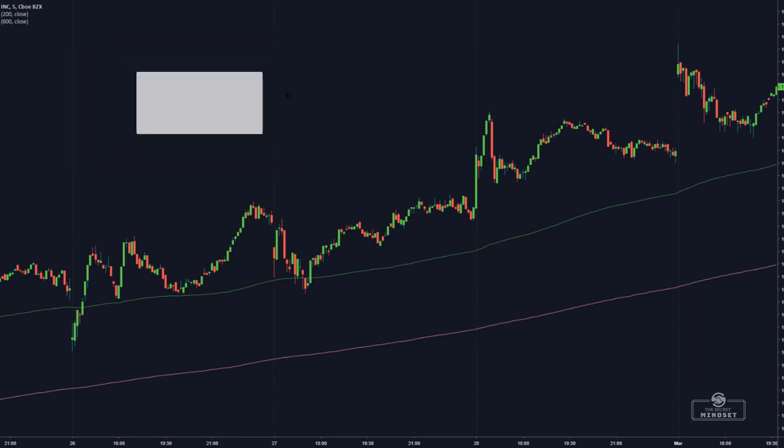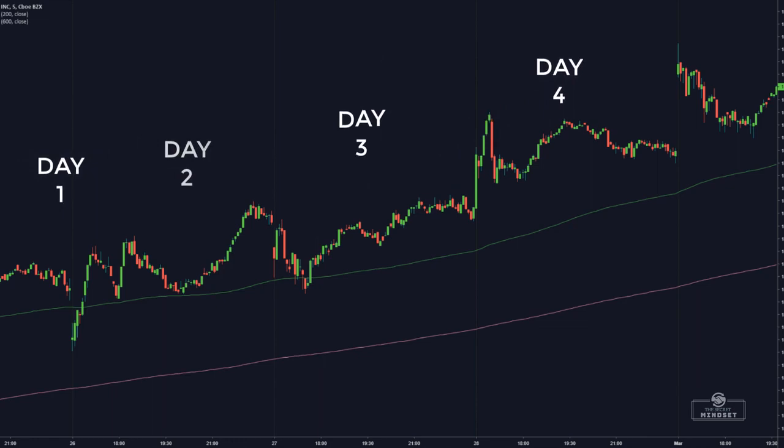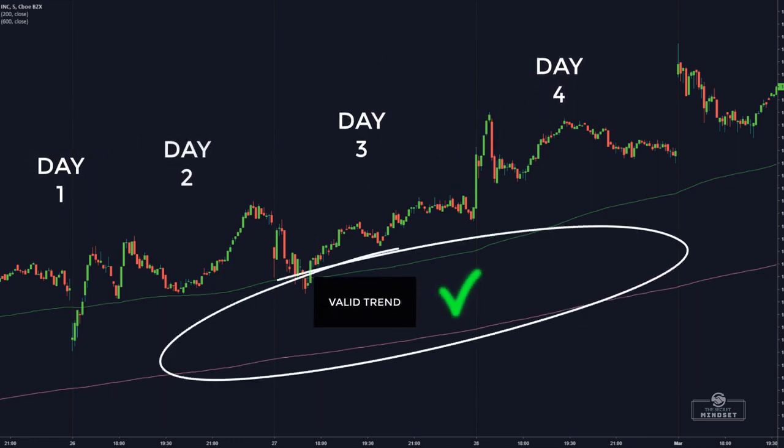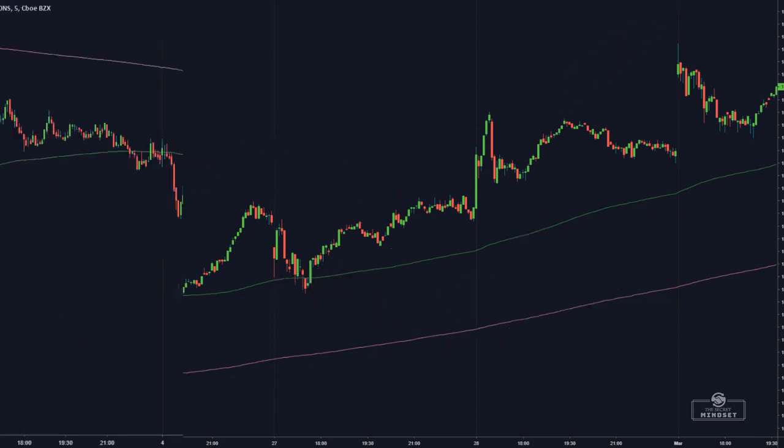Let's take a look at this Visa 5 minutes chart. If we want to identify the trend, we just have to look back at the previous 1 or 2 days. If the moving averages do not cross, we have a valid trend and we could start searching for long entries.